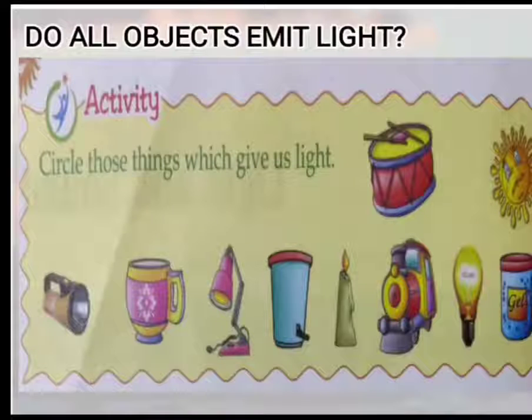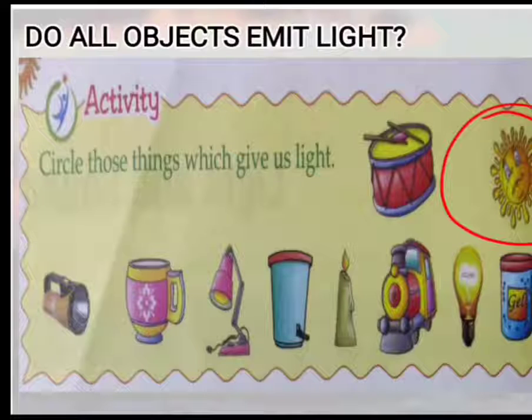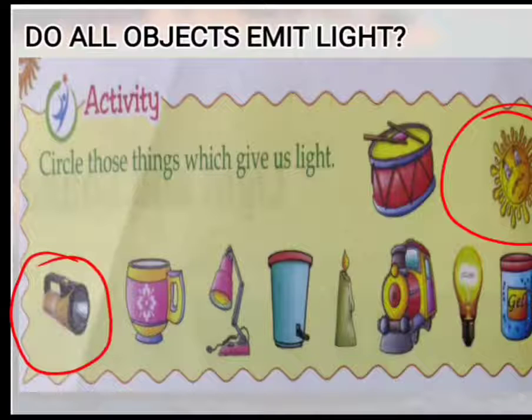Now let's do an activity. My question is, do all objects emit light? So we will circle the things which give us light. First is drum. No, the drum doesn't give us light. Now we will talk about sun. Yes, sun gives us light. So we will circle the sun. Now torch. Again, torch gives us light. So we will circle the torch. Then cup. No, cup doesn't give us light.